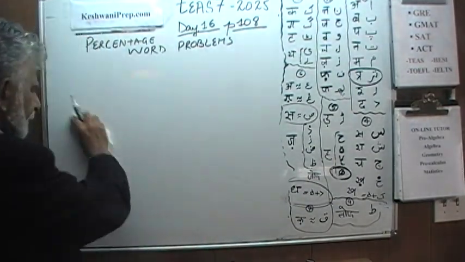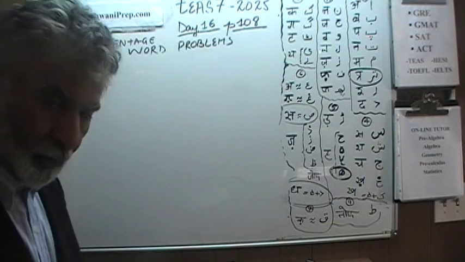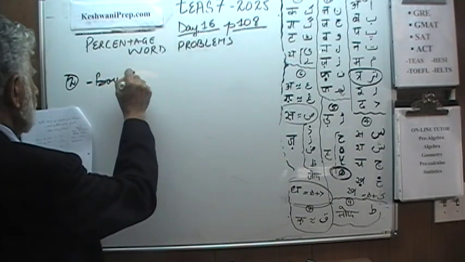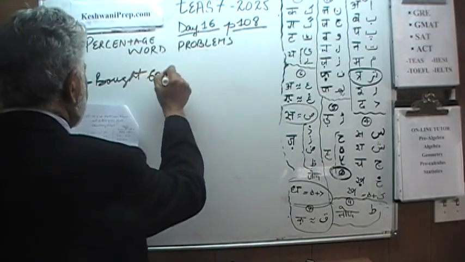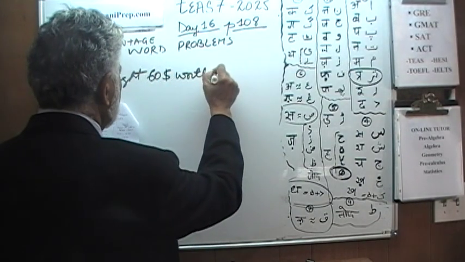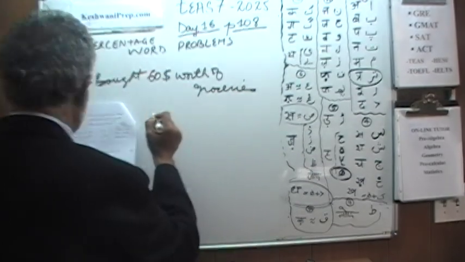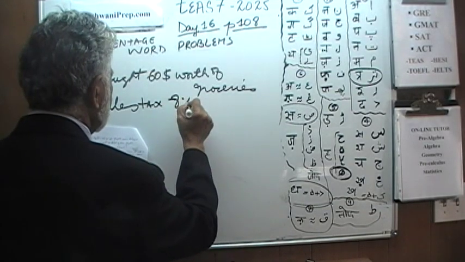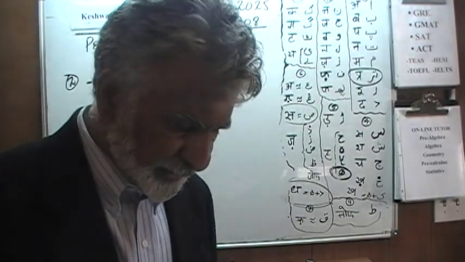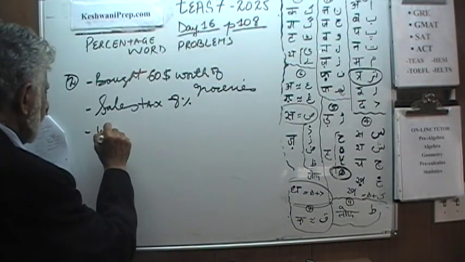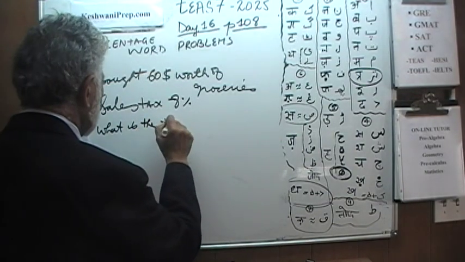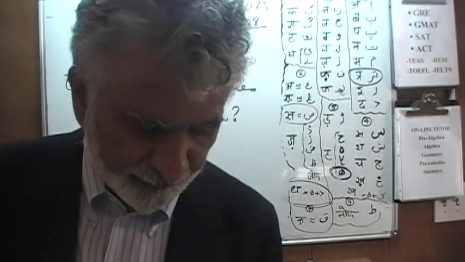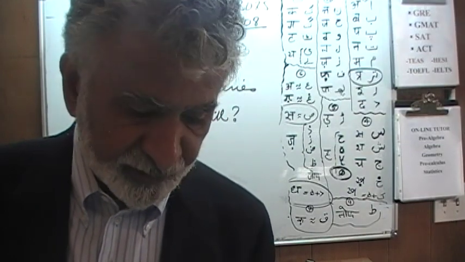So that was problem number 3. I skipped problem number 2 on purpose. Now we'll do it. Problem number 2. It says that we bought $60 worth of groceries. We're further told that the sales tax, in this particular state, happens to be 8%. The question is, what is the total bill? How much did we pay at the checkout counter, given the fact that we had to pay 8% on the $60?